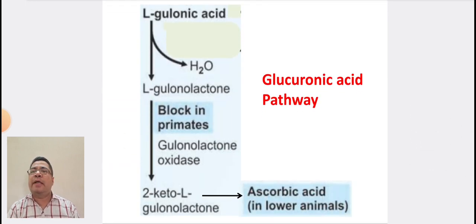This L-gulonic acid has two pathways. In the first pathway, L-gulonic acid is changed to L-gulonolactone with the removal of one water molecule. Then this L-gulonolactone is converted to 2-keto L-gulonolactone with the enzyme gulonolactone oxidase, which is blocked in primates. Then 2-keto L-gulonolactone is further changed to ascorbic acid in the lower animals.